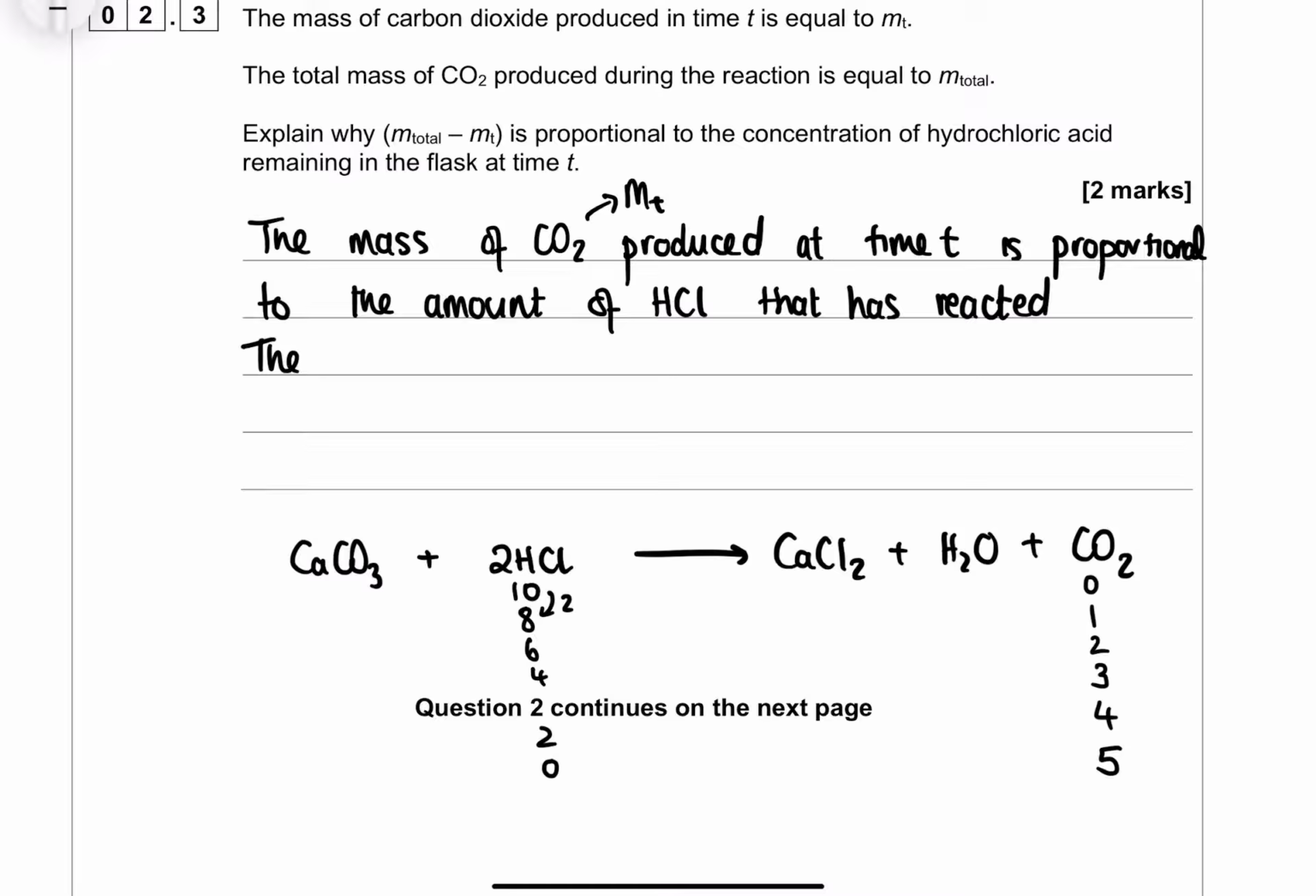The M total, the total mass of CO2 produced, is proportional to the total amount of HCl that had reacted. So we got down to 0, we'd made 5.